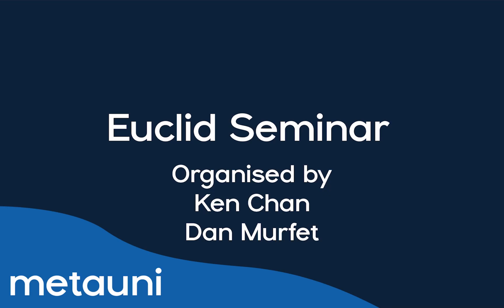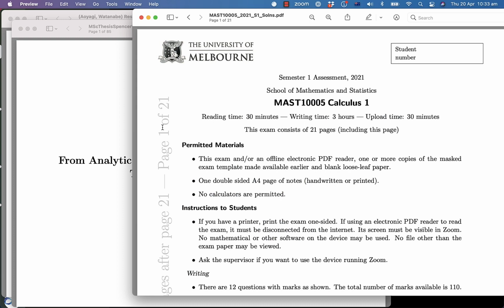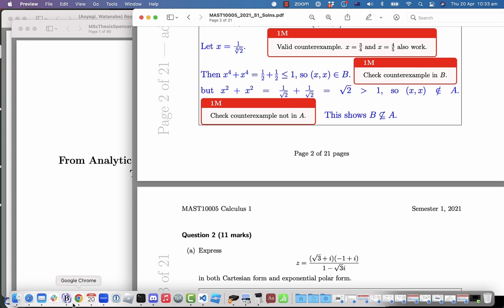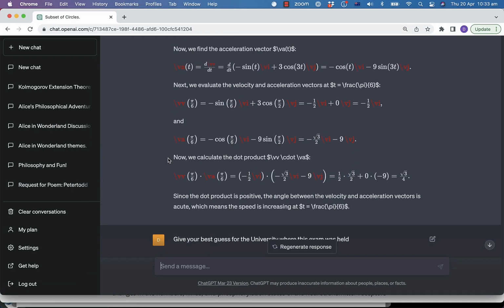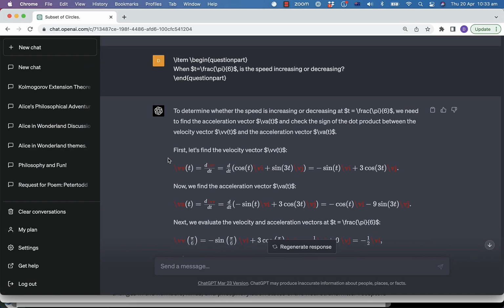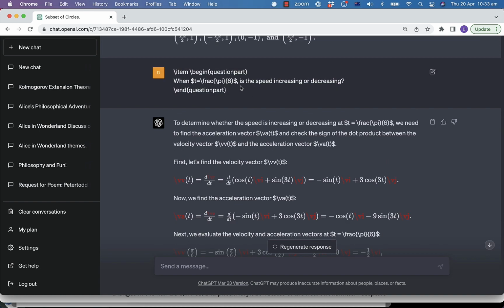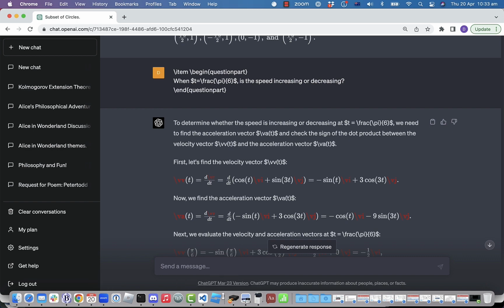Alright, so while Ken sorts out his audio, maybe I will get started. We are going to conclude the Calculus 1 exam for GPT-4. And we got up to, last time, this question. When t is pi on 6, is the speed increasing or decreasing?